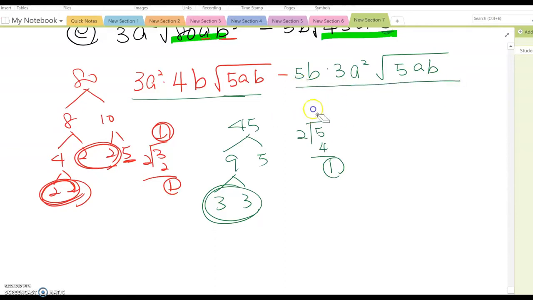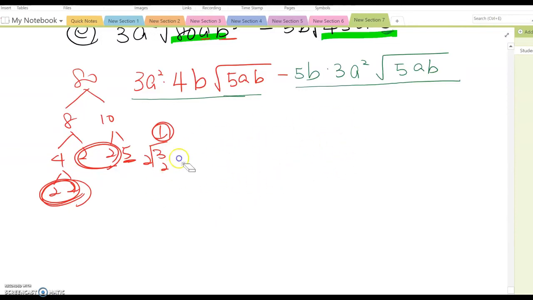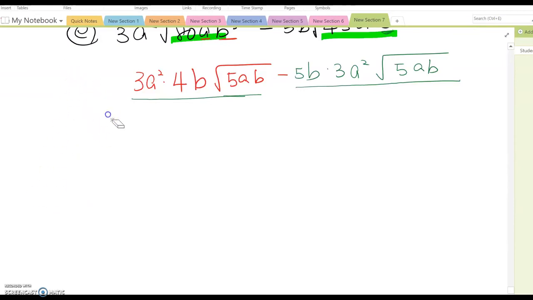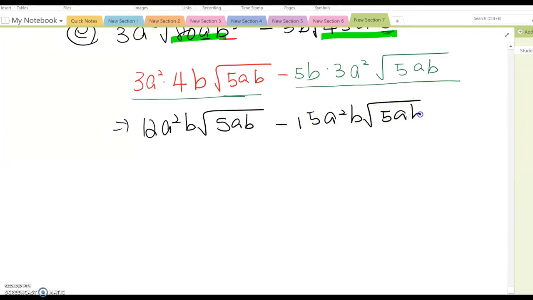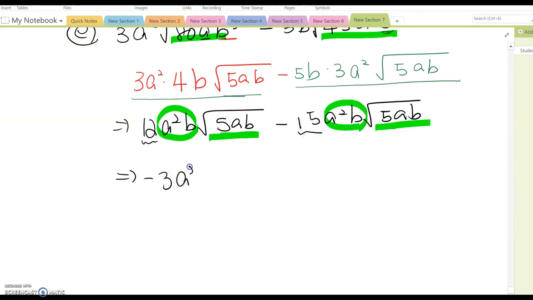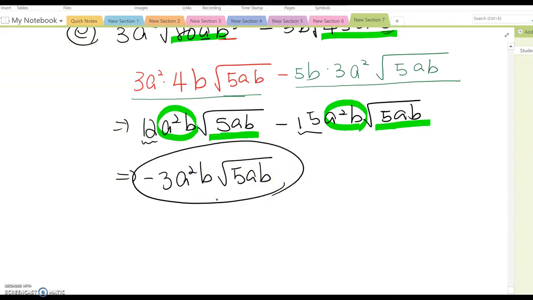Okay, so let's simplify and see whether it has exactly the same radical term. This one becomes 12a squared b square root 5ab minus 15a squared b square root 5ab. So it has exactly the same outside form and also the same radical form. Therefore, you can just simplify these two numbers. The answer becomes negative 3a squared b square root 5ab. That will be the answer for this question.